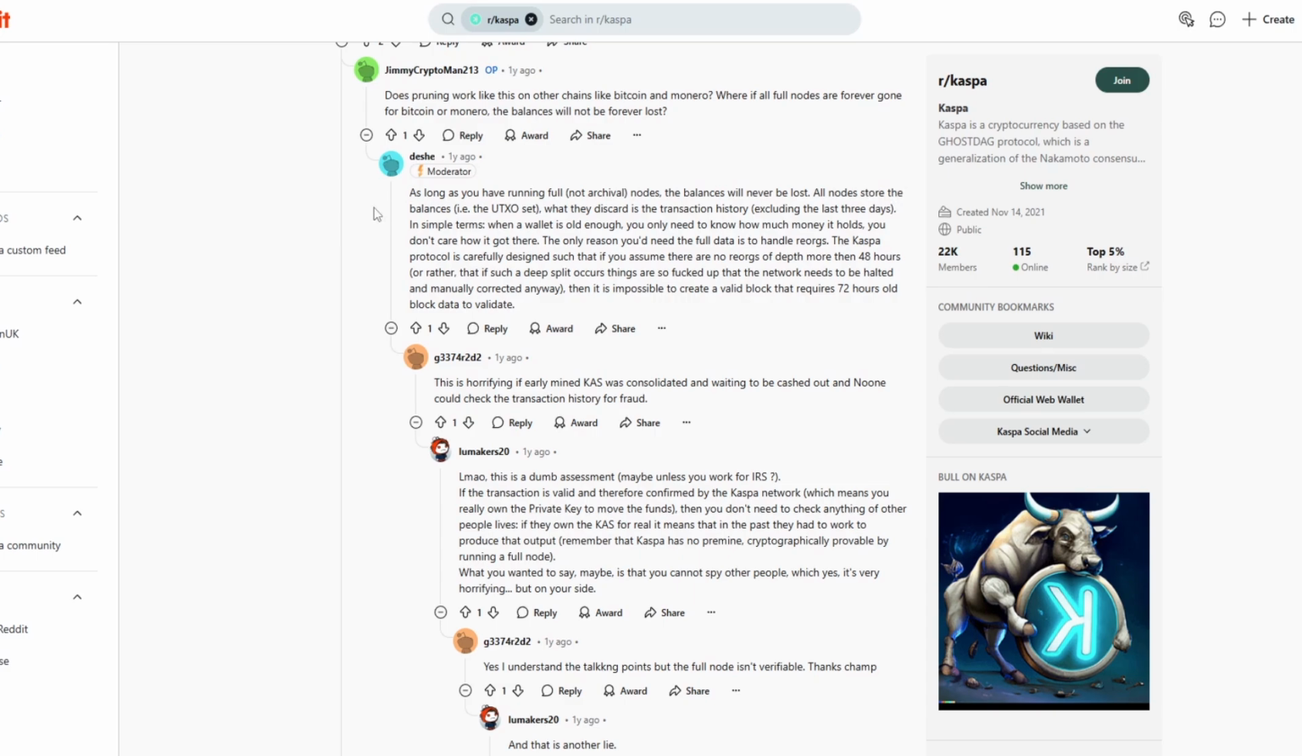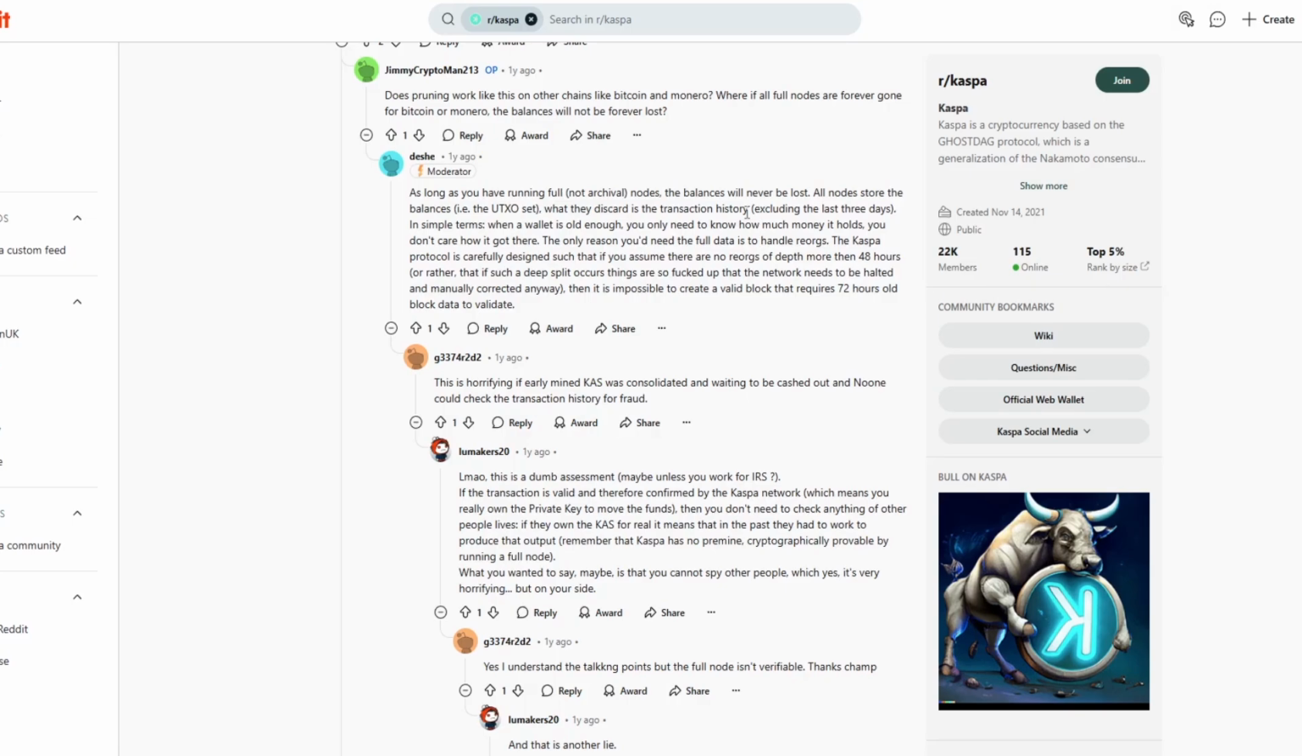All nodes store the balances. What they discard is the transaction history. So you can see that on older Kaspa wallets. If you go onto Kaspa Explorer, you can see that all the transaction history isn't there, but the balance is there, so it must have got there from something.